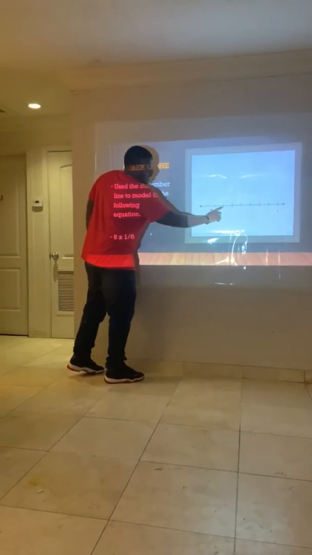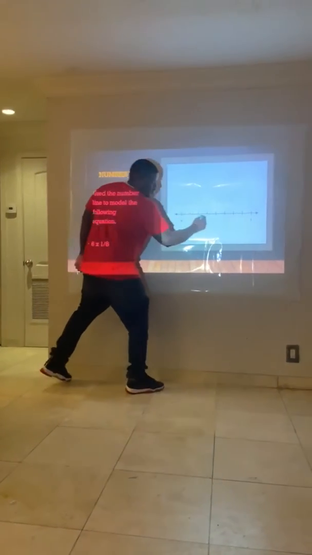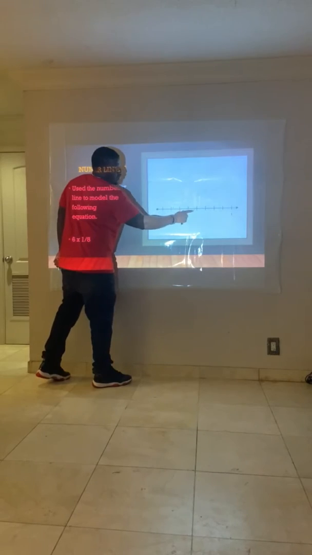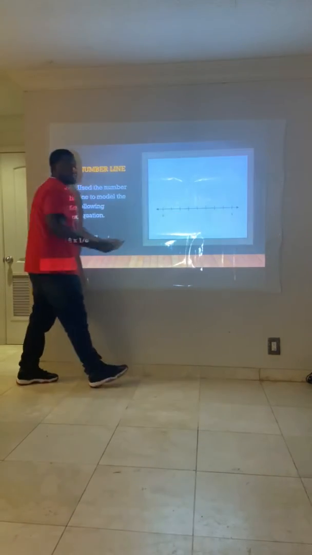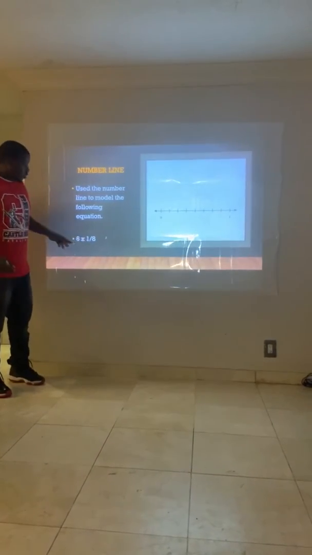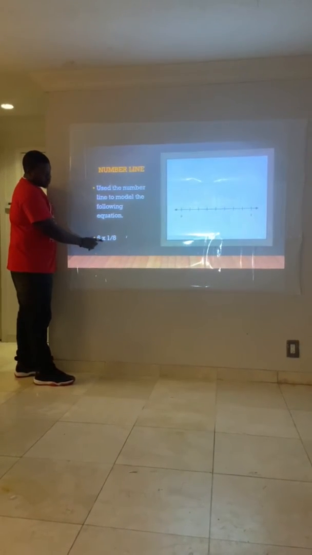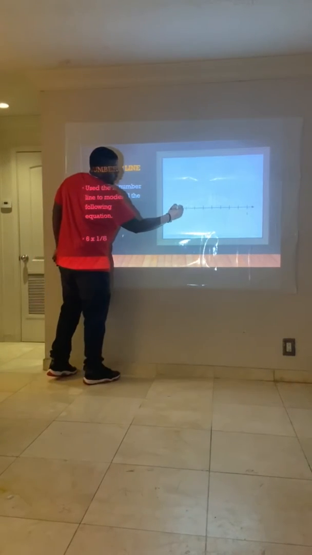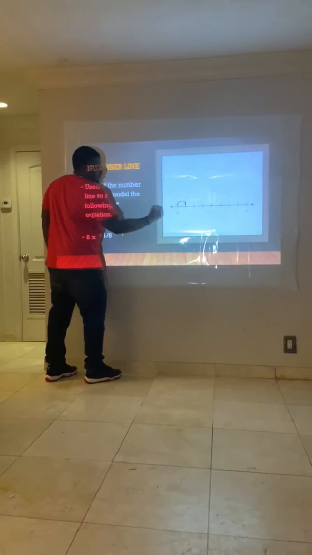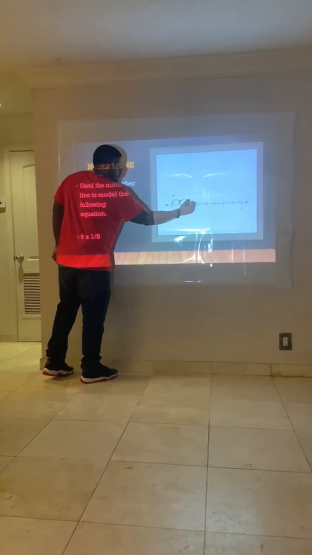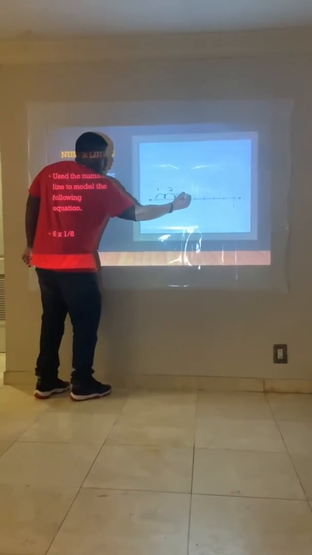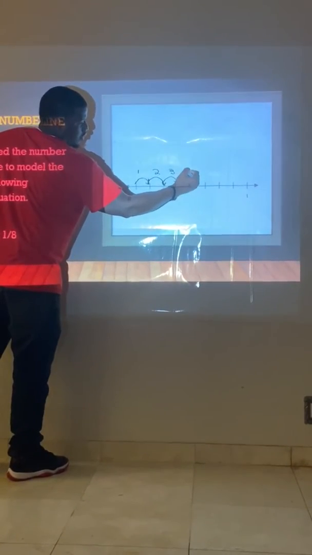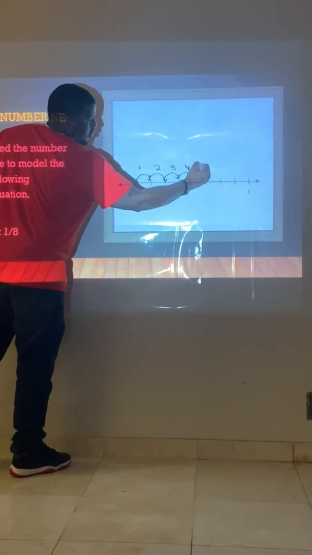On the number line, I have to look at how many parts are in my whole. The whole is when it goes from 0 to 1 whole. How many parts do I have? 1, 2, 3, 4, 5, 6, 7, 8. That's how I know that my denominator is going to be 8. So when I'm looking at a number line, I'm having 6 groups of 1/8, or 6 jumps of 1/8. So that's 1/8. That'll be 1. That'll be 2. That'll be 3. That'll be 4. That'll be 5.